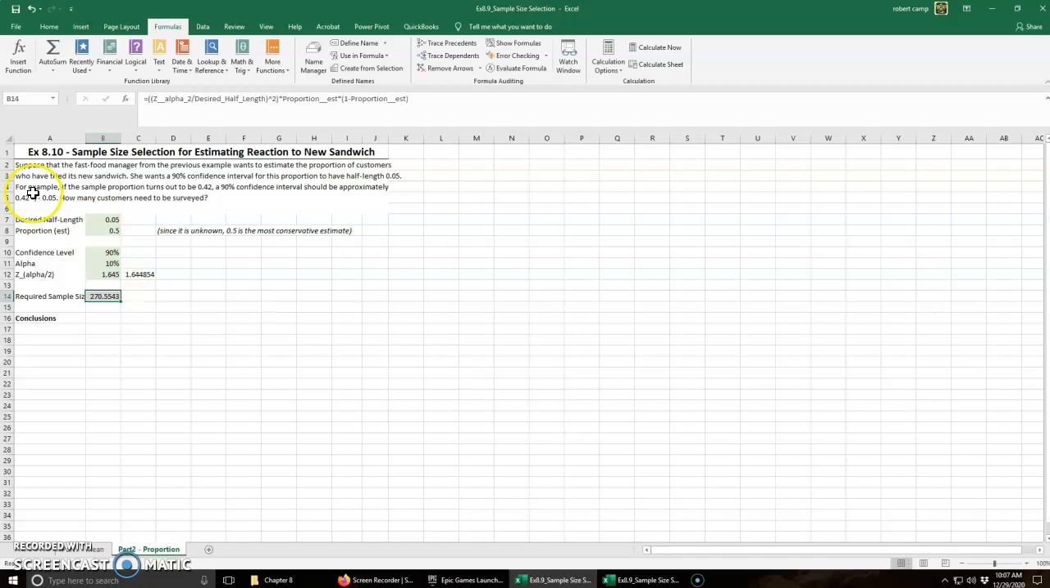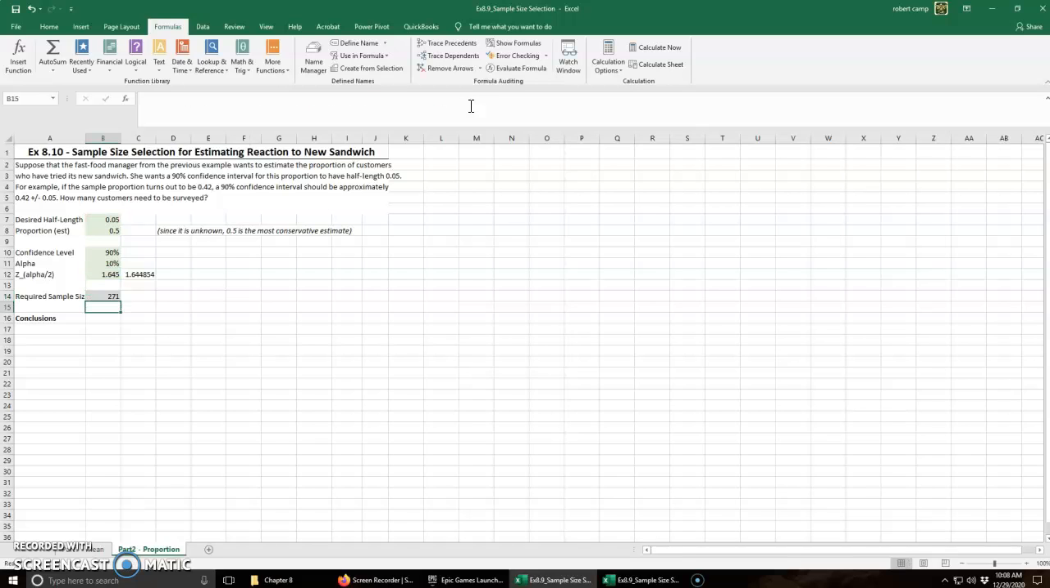And so 270.5. Once again, we can't have half a person, so we're just going to round up. We don't want to round down, because if I round down, it will be less than that confidence interval, because I'll be taking half a thing out. So we always want to round up. The 0 is the amount of decimal places.